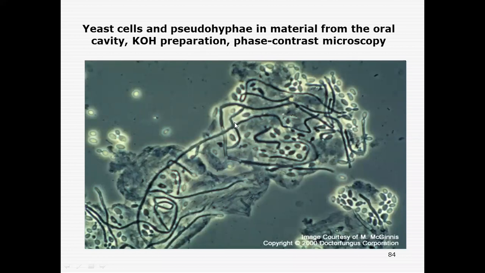And this is a potassium hydroxide preparation. We add potassium hydroxide in order to dissolve the rest of the tissues. But the yeast cells and the hyphae, as you can see in this phase contrast microscopy, will resist, and you can identify it based on it. You see the pure yeast cells over here.